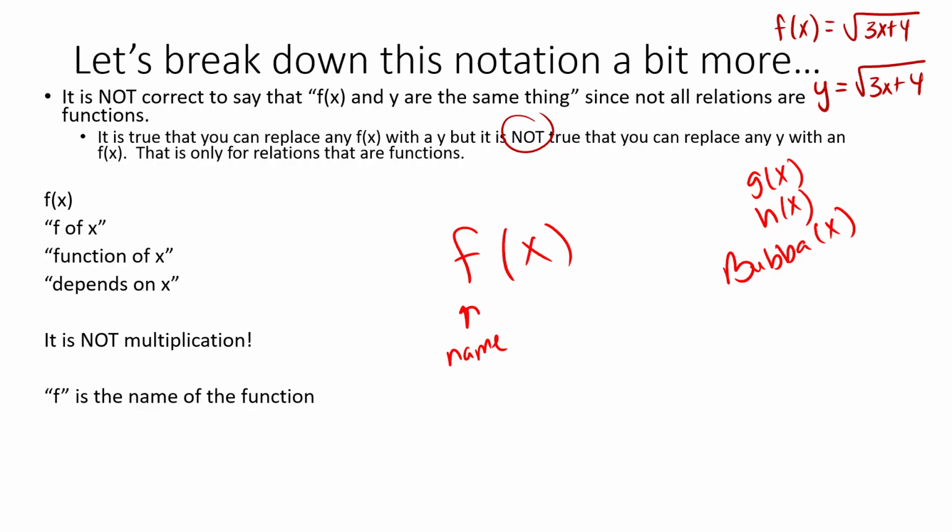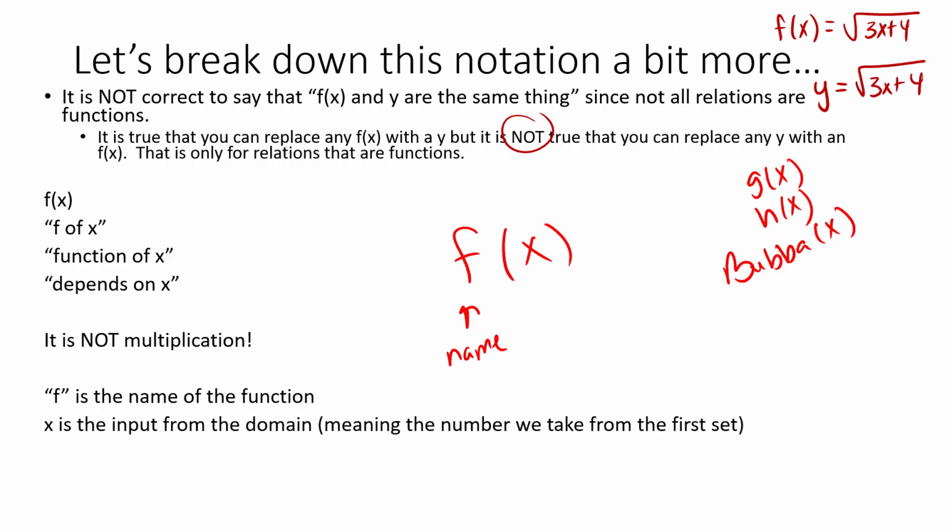So just name all your functions Bubba. But it's the name of the function, and in most of our application problems, there's a reason why we name it that way. The x, or whatever you see in the parentheses, is the input from the domain, meaning this is the number that we take from the first set. It's where we start the mapping from one set to the next. So that's what you've got in the parentheses there.